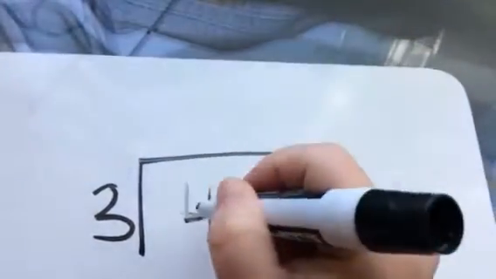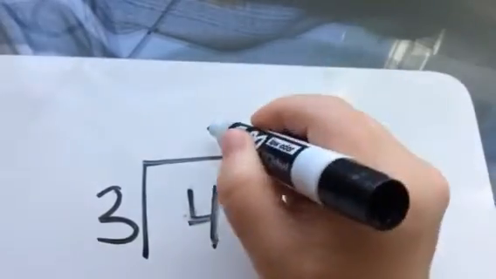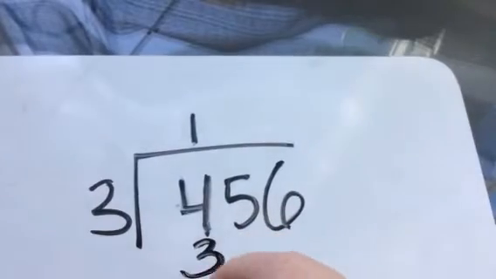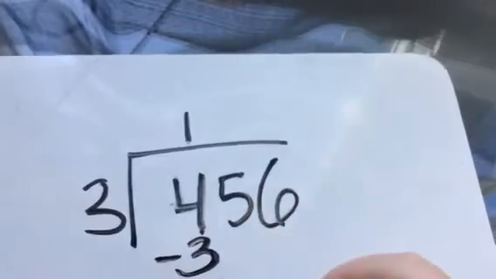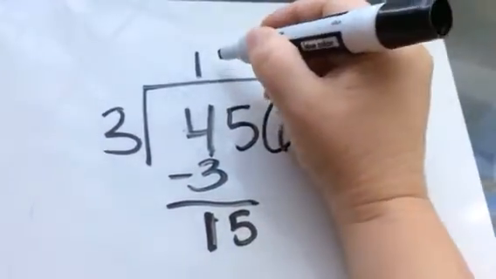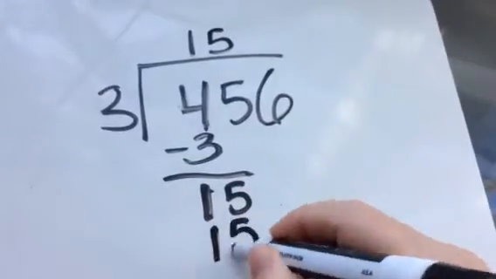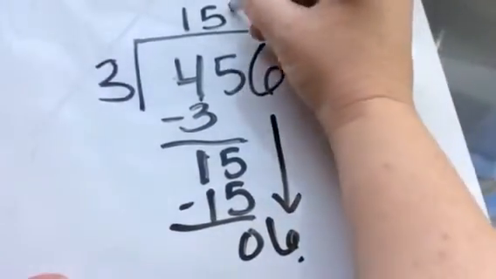456 divided by 3. 3 goes into 4 one time. So we put the 1 above the 4. 3 times 1 is 3. We subtract, bring down the 5. 3 goes into 15 5 times, multiply, subtract, bring down. 3 goes into 6 2 times.